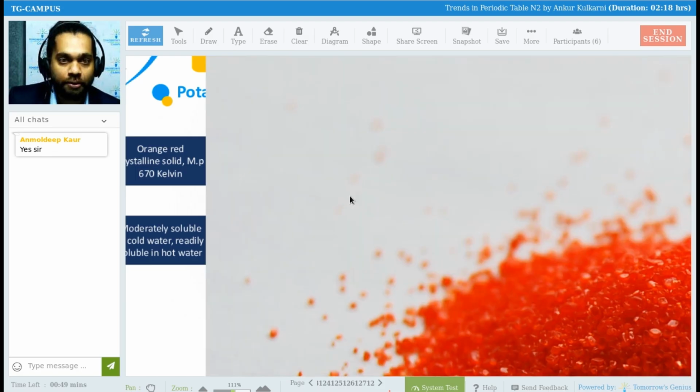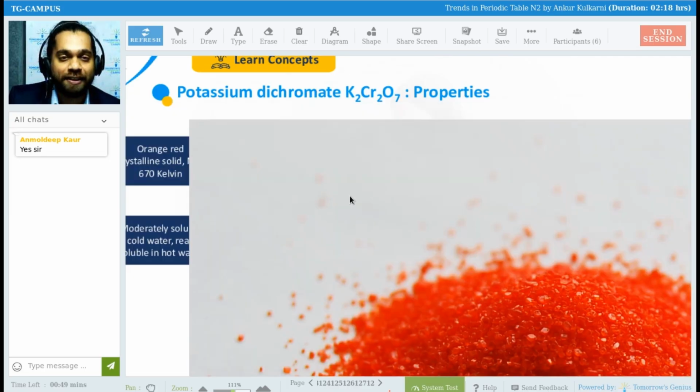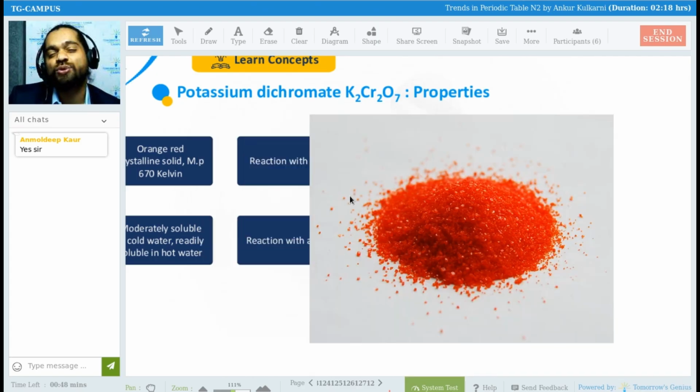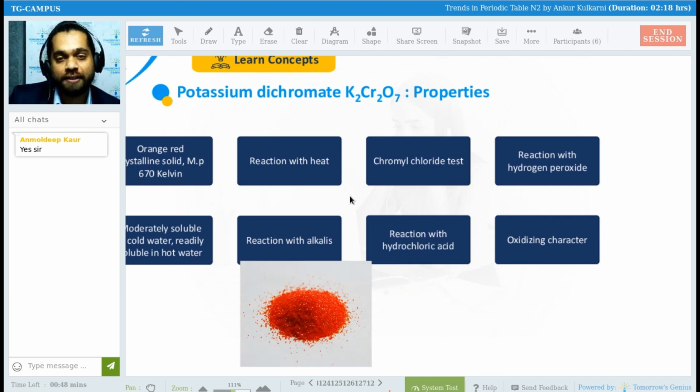Where did it go? Oh my god, such a huge picture. It looks so nice. The color is so nice. It is beautiful, isn't it? Orangish red is the potassium dichromate. It looks so nice, isn't it?